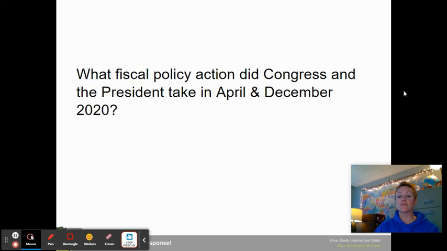So the answer, of course, is that the government provided stimulus checks to people in the country. Now, those stimulus checks don't actually count towards the GDP because they're just transferring money from the tax base to individual consumers. However, those consumers then turn around and spend the money, and that's where it begins adding to the GDP.